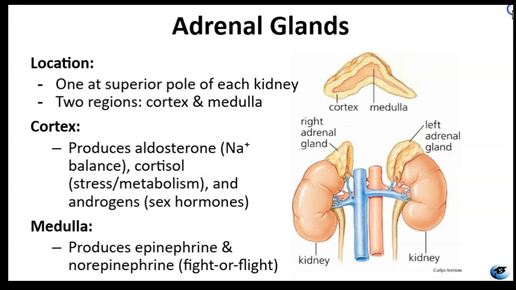Each adrenal gland has 2 distinct regions, each with very different functions. The outer region is the adrenal cortex, which produces several important hormones such as aldosterone, which helps regulate sodium and fluid balance, cortisol, which plays a role in stress response and metabolism, and androgens, which are sex hormones that contribute to reproductive development and function.